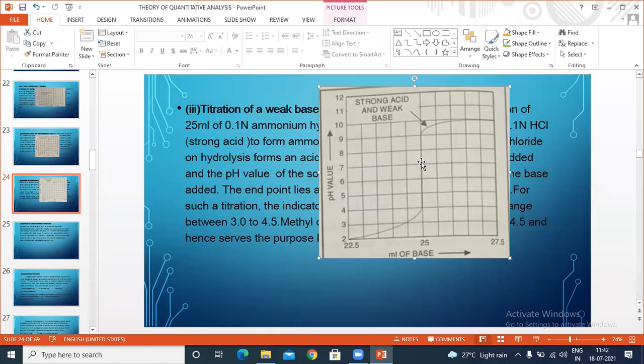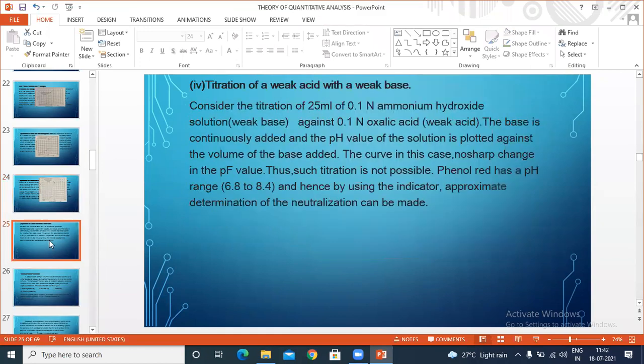In that range, the indicator which can work is methyl orange. So we have to use methyl orange as an indicator for this type of titration. What is the color of methyl orange in acid, and in base? In acid, it is an orange red color, and in base, it is a yellow color. And phenolphthalein in acidic medium is colorless, and in basic medium it is a pink color. That is how to remember it. That is the third type of acid-base titration.